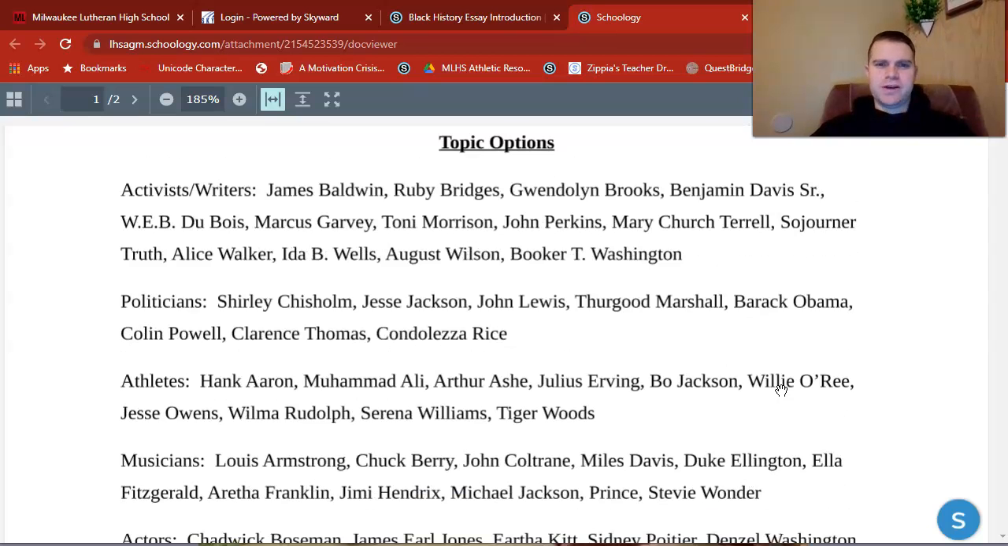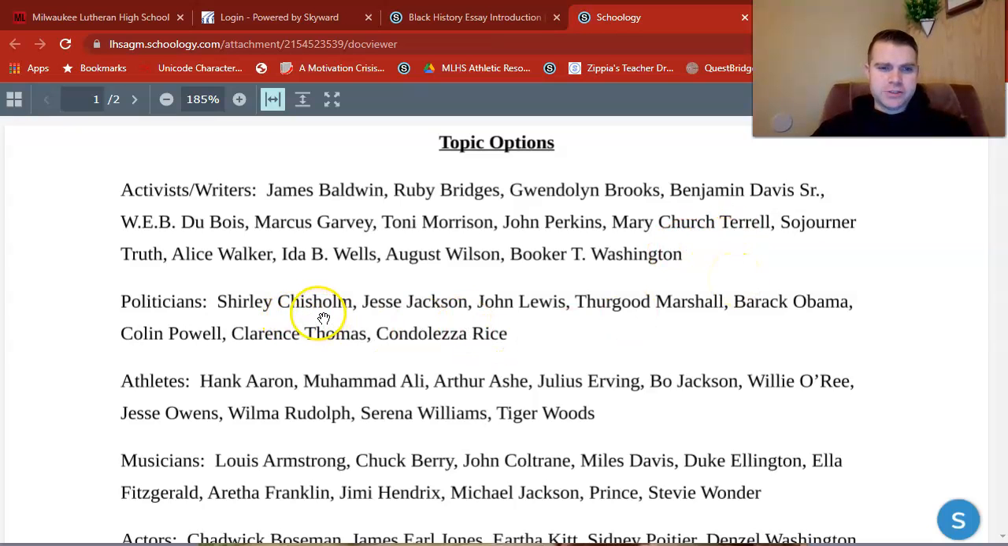We've got activists and writers in that first column. These are largely people who use their voices, use their ability to write, to fight for things like civil rights, fight for freedom from slavery, kind of voice the Black experience in American history, in different formats too. James Baldwin wrote fiction, Gwendolyn Brooks is a poet, whole mix of people, men and women, in this first category.